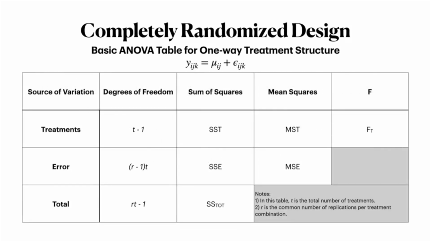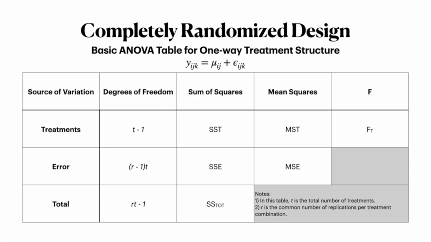So here is the basic or condensed ANOVA table for a one-way treatment structure when the design structure is a completely randomized design. Notice in the header, I've got the means model representation of the statistical model for this situation. We have one parameter in the model for the treatment means. That parameter is mu sub ij. And we have one line in the ANOVA table that corresponds to that source of variation.